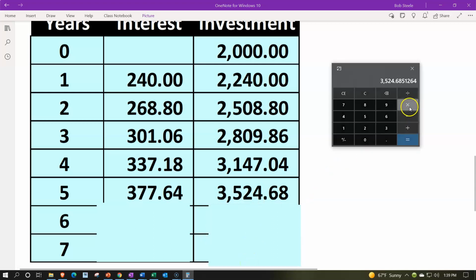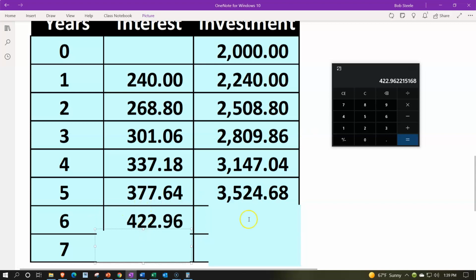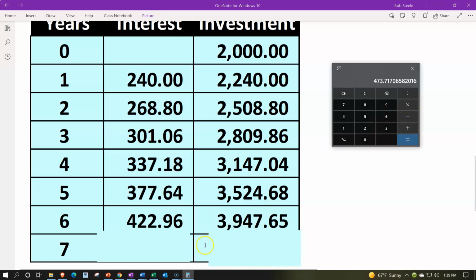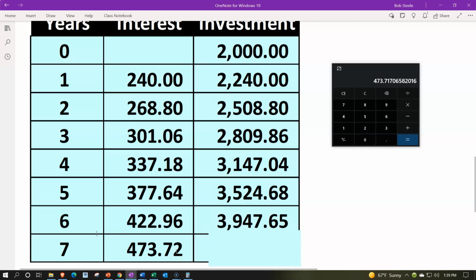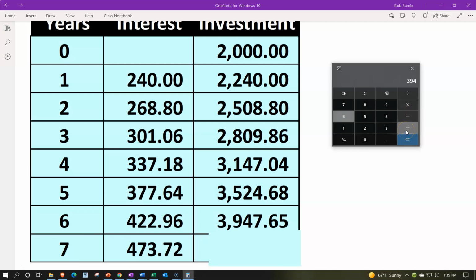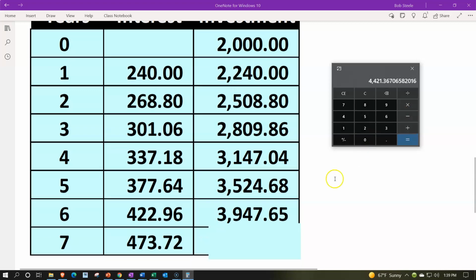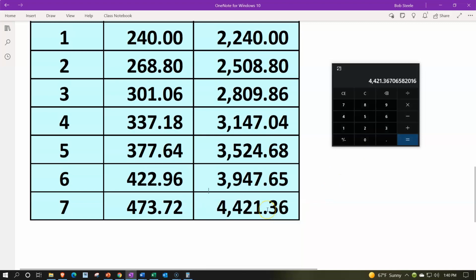3524.68. Taking that and multiplying times 0.12, we're going to get the 422.96. Adding that plus the 3524.68 is going to give us then the 3947.65. Taking that times the 0.12 will finally get us to the 473.72 about. And then we're going to take that and add it to the 3947.65. That then clears the 4,000, meaning we doubled the investment because we started at 2,000.